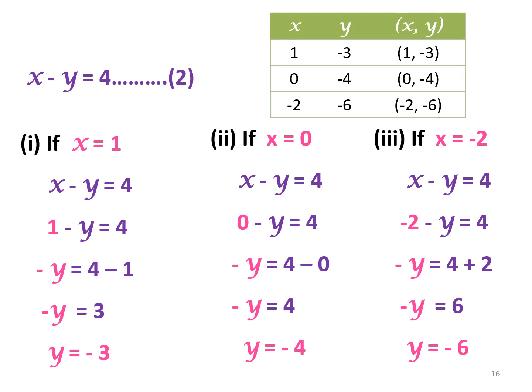So the values of all the three are: when x is 1, y is minus 3, so the xy coordinate is 1, minus 3. When the value of x is taken as 0, the value of y is minus 4, so the xy coordinate is 0, minus 4. When the value of x is taken as minus 2, the value of y is minus 6, and therefore the xy coordinate is minus 2, minus 6. Now we shall plot both the equations on the graph paper.